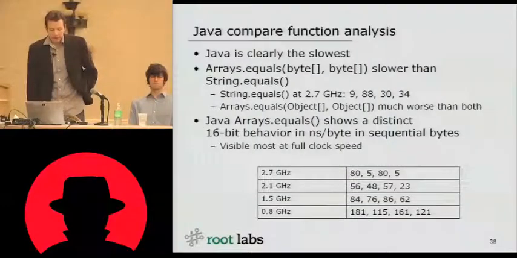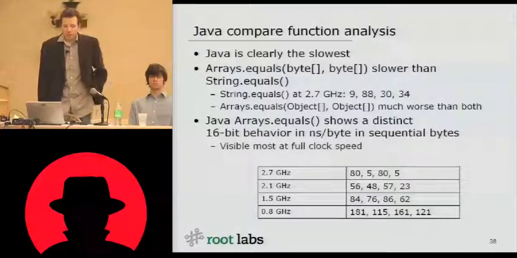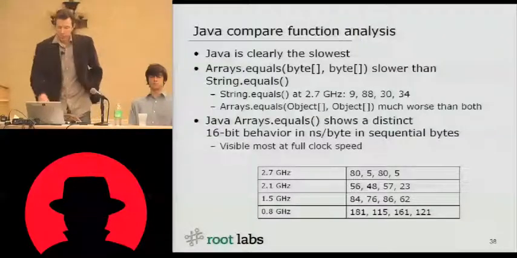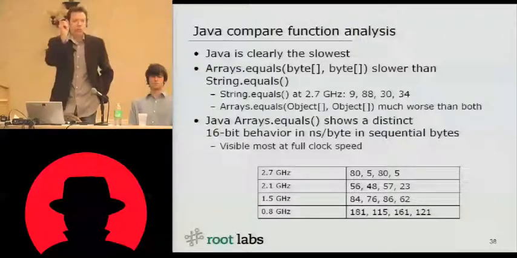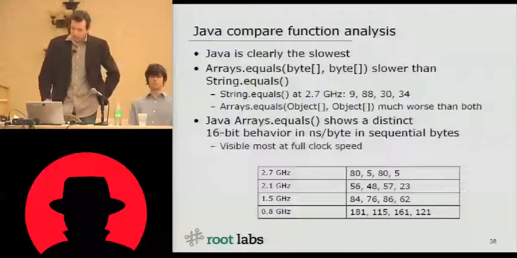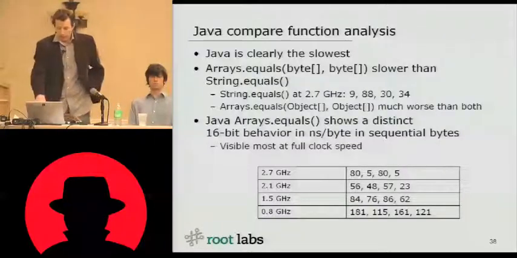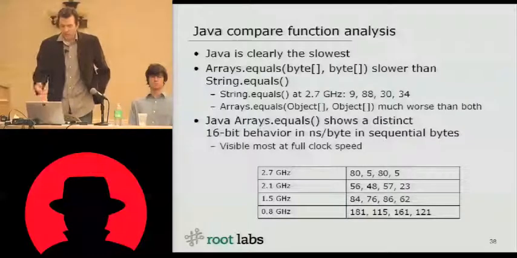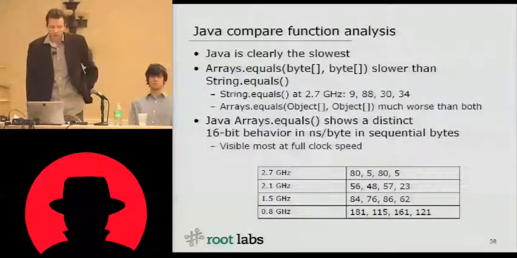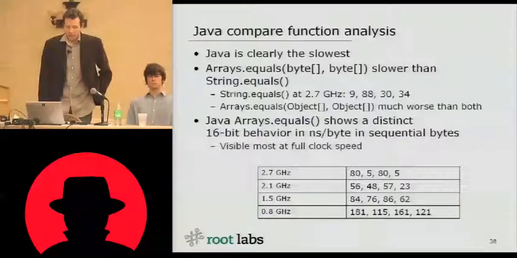In more detail, the Arrays.equals, sorry, that's actually backwards. Arrays.equals on bytes was slower than string.equals. That's correct, actually. For string.equals, for instance, for individual bytes, we looked at what it does for the first byte, the second, the third and fourth. And string.equals is pretty fast. It starts off a little quicker than others, about 9 nanoseconds for the first byte difference, and then 88, 30, and 34. But it was still much faster than Arrays.equals.